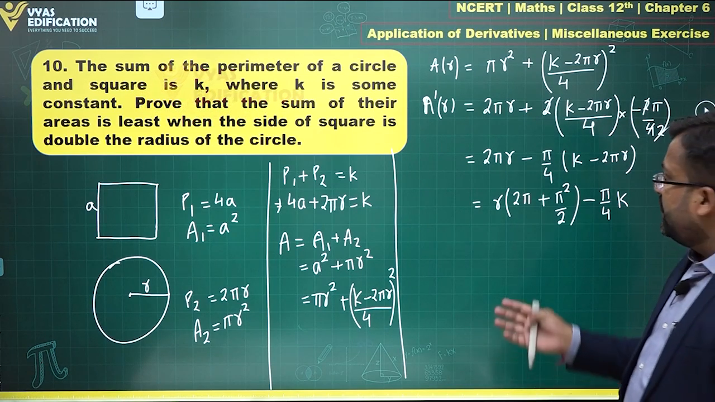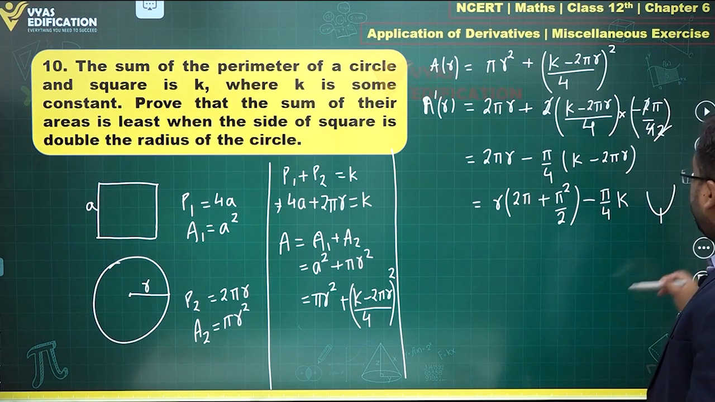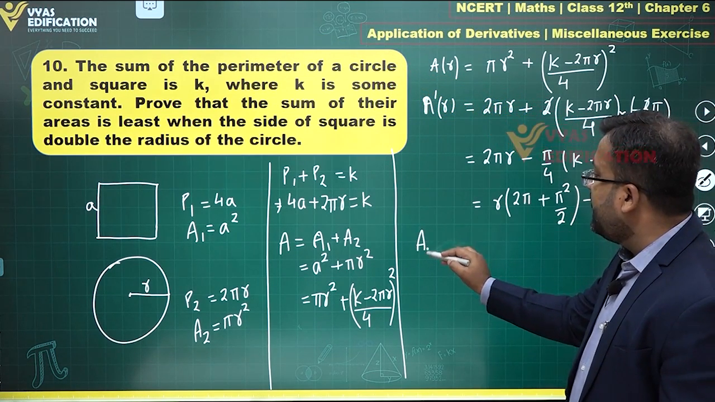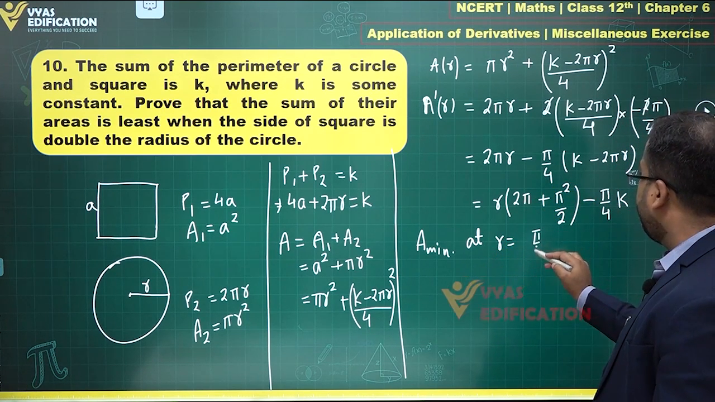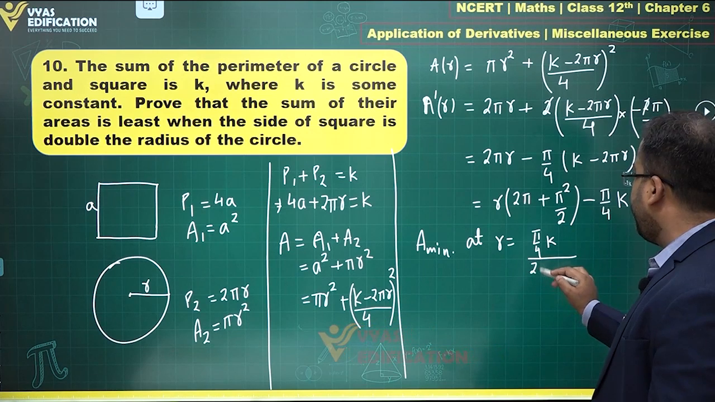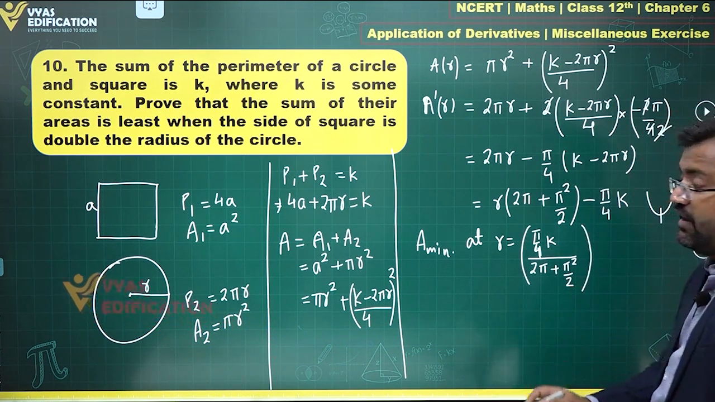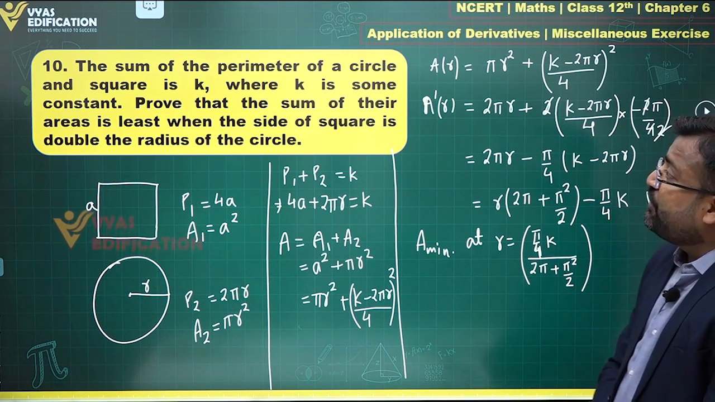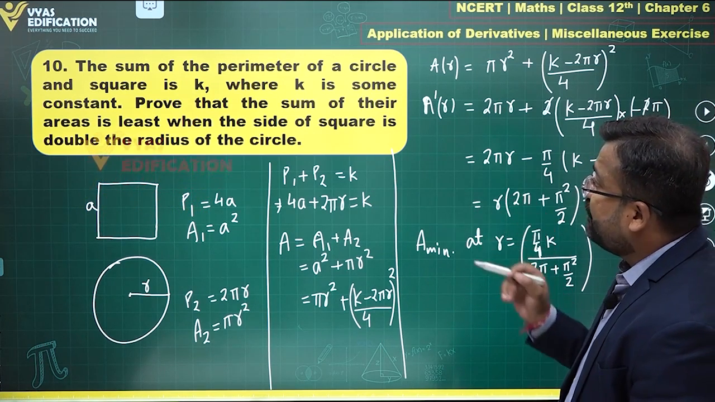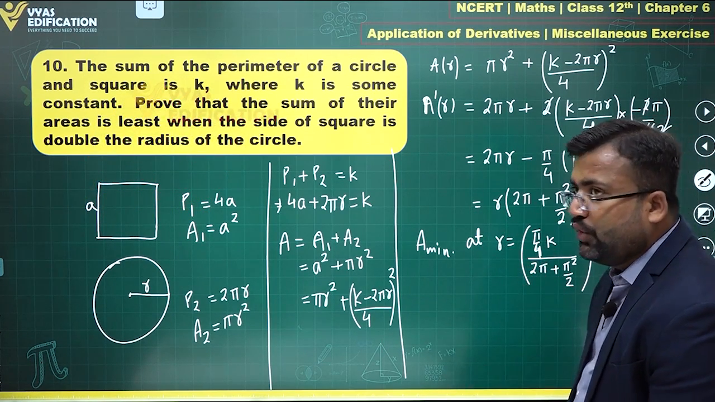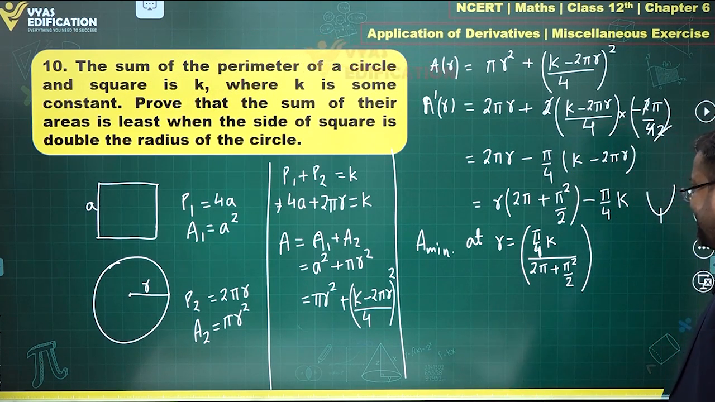And once you differentiate this further, the double derivative will be this quantity, which is a positive quantity. So this will be a minima, this will give me a minimum at r equals pi by 4 k upon (2 pi plus pi square by 2), pretty interesting. This is the value of r. And what did we start with proving? We wanted to prove that the sum of their areas is least when the side of the square is double the radius of the circle. We wanted to prove that a is equal to 2r. So r has been obtained.